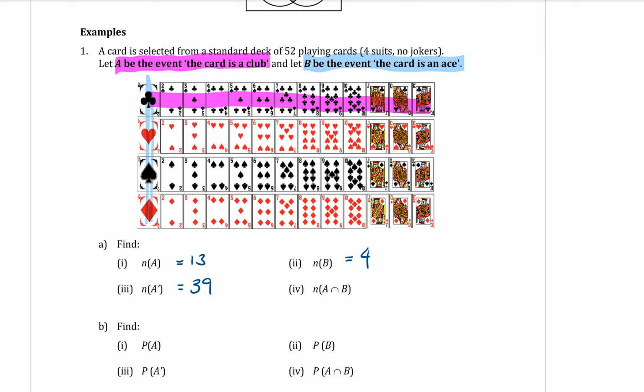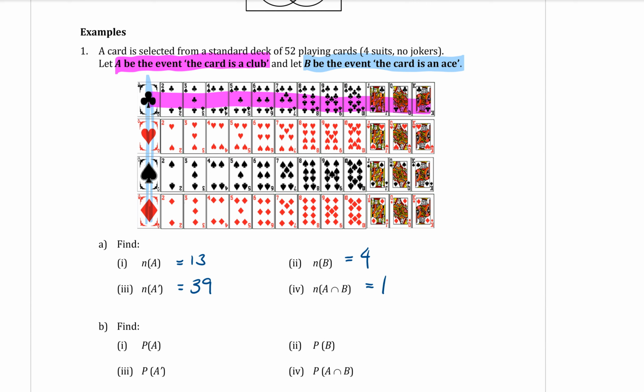And part 4, the number of A and B. And means it has to be both. Look at the bits that I've highlighted. How many cards are both A and B? 1. Only that one. It's the only one that's both pink and blue. Right? It's the and. It's the overlapping section. There is only one card.